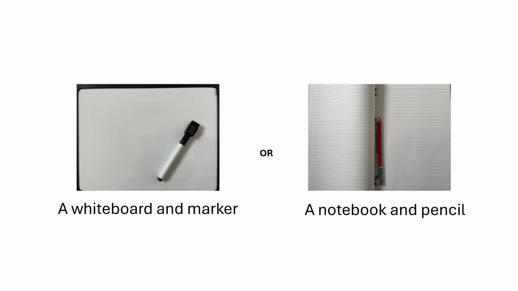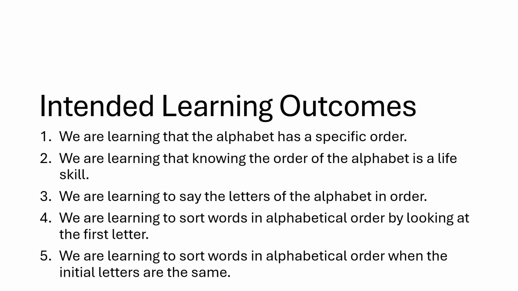It is important to write when you are asked to. It helps you to learn. You can use a whiteboard, but ideally a notebook would be best. That way, you can keep a record of your learning. There are 5 intended learning outcomes to achieve by the end of the lesson.